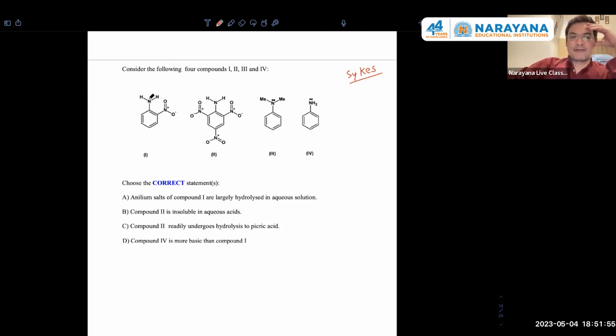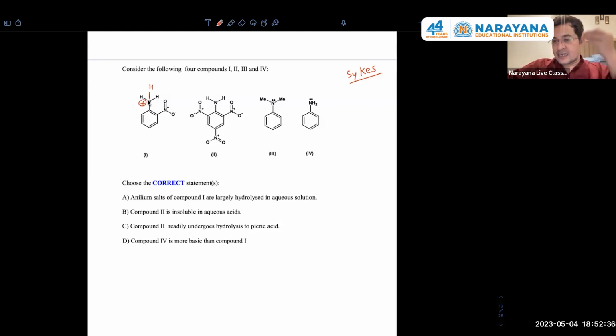Anilium salt of compound first are largely hydrolyzed in aqueous solution. Yes, absolutely, because of this anilium condition, hydrogen is already involved in H bonding. Now, when there is H bonding, NH2 and nitro should be in the same plane. So the lone pair more closely goes into the resonance condition. Nitro minus M is also working because of H bonding, NH2 and nitro in the same plane. No steric hindrance is working because now H bonding is there. So both will be in the plane. Lone pair will go in the resonance because of nitro minus M effect.